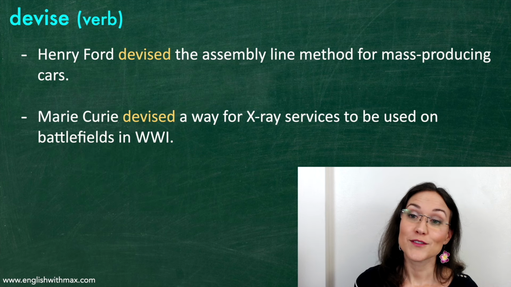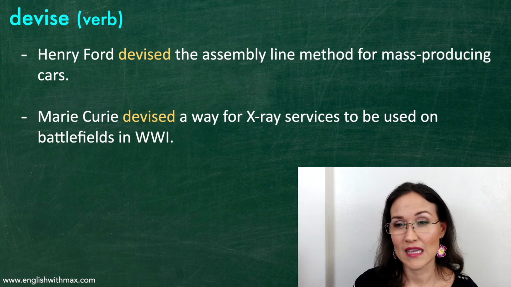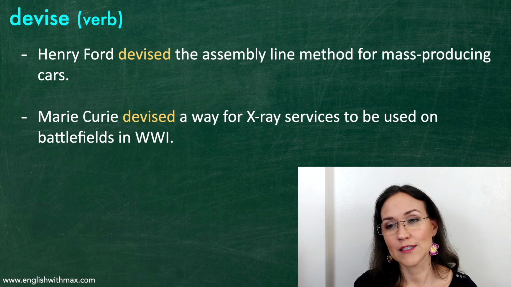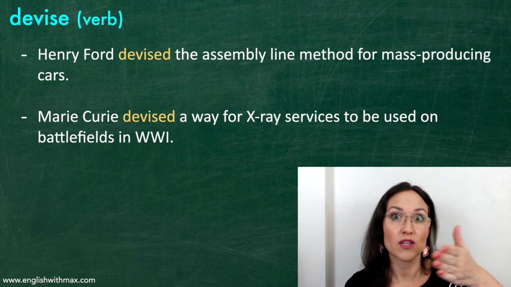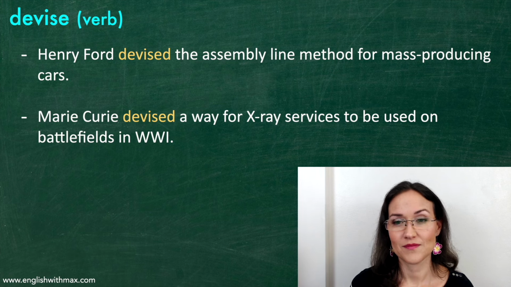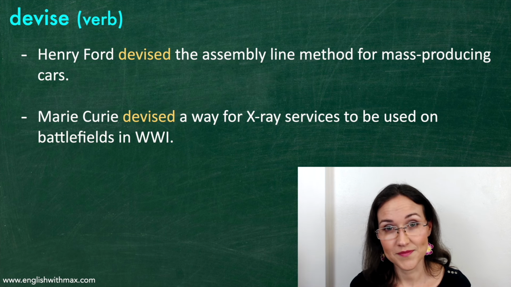Henry Ford devised the assembly line method for mass producing cars. An assembly line is a line of workers and machines in a factory along which a product passes. Marie Curie devised a way for X-ray services to be used on battlefields in World War I.